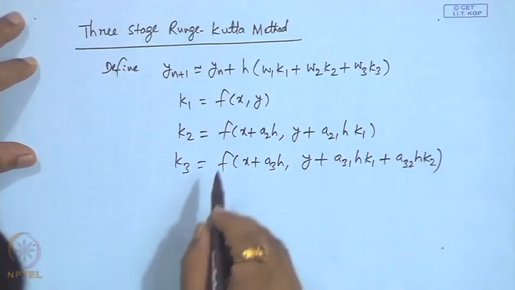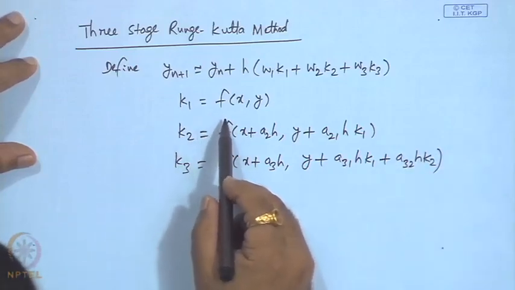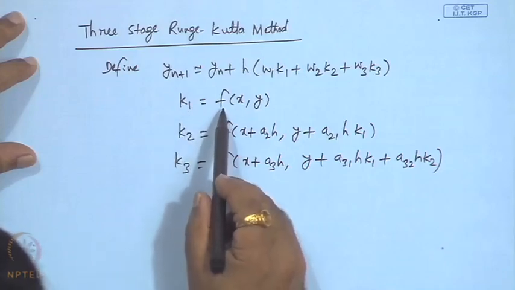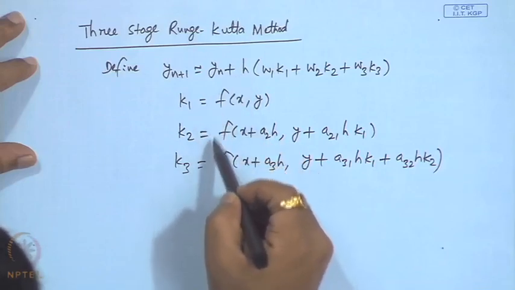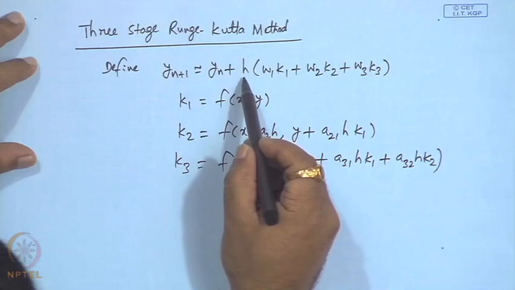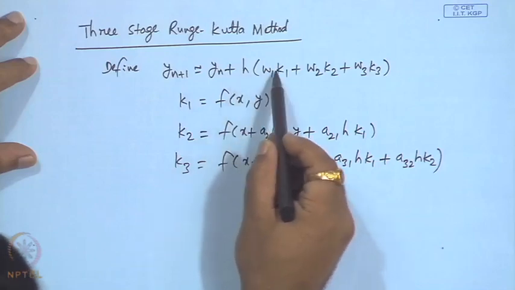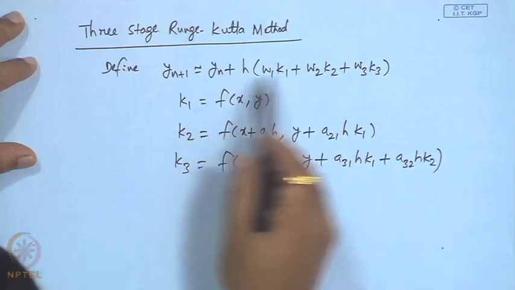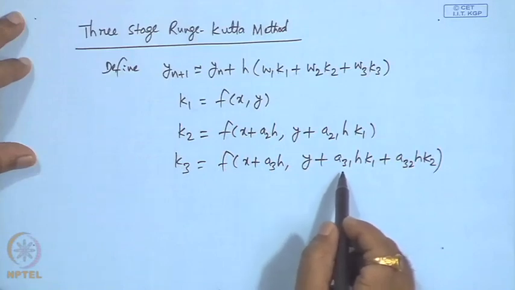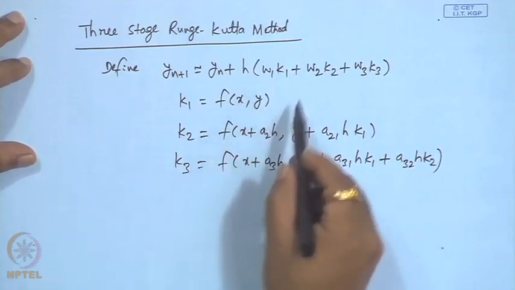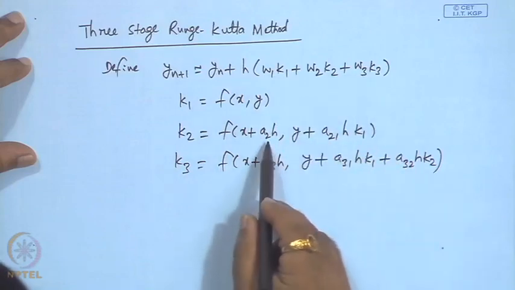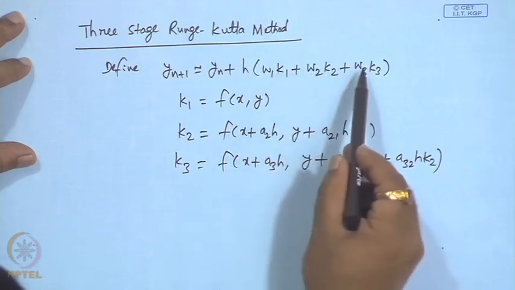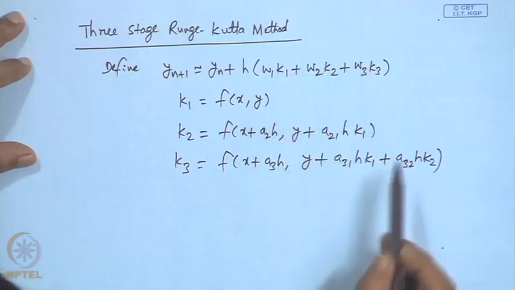So, I would like to make a remark here. Sometimes in some books K1, K2, K3 will be defined with h in front, in which case this h will be taken out. So, that means if you multiply h inside, h K1 will be the new K1, h K2 will be the new K2, h K3 will be the new K3. Okay. So, now how do we determine the coefficients W1, W2, W3, A2, A3, A21, A31, A32? In total how many? 1, 2, 3, 4, 5, 6, 7, 8.